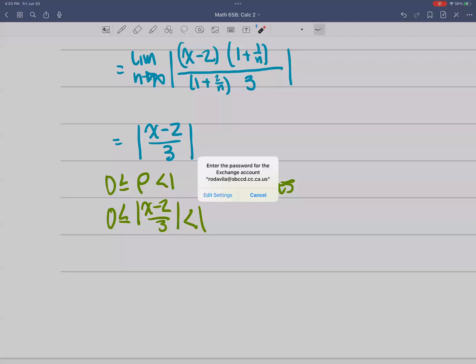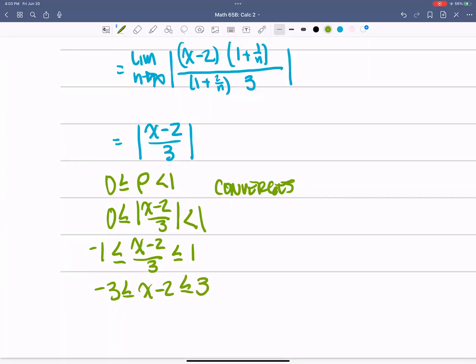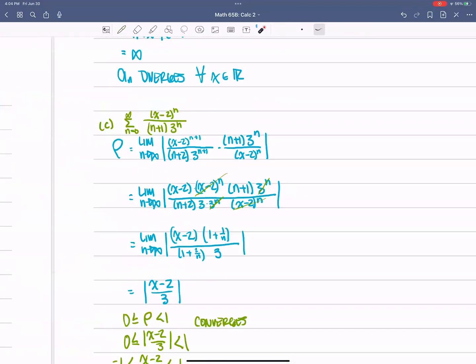And what I'm going to do is set this less than or equal to 1, and at the end, we'll see where these values converge. So we have the absolute value of x minus 2 over 3 less than or equal to 1, or negative 1 less than or equal to that less than or equal to 1. Negative 3 less than or equal to x minus 2 less than or equal to 3. And plus 2, we have negative 1 less than or equal to x less than or equal to 5. So now we might not converge at these 2 points. So what we're going to do is test these 2 points to see what the values end up being.